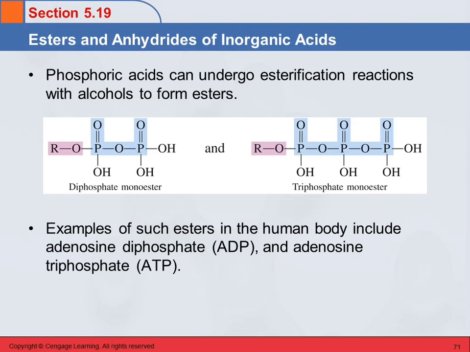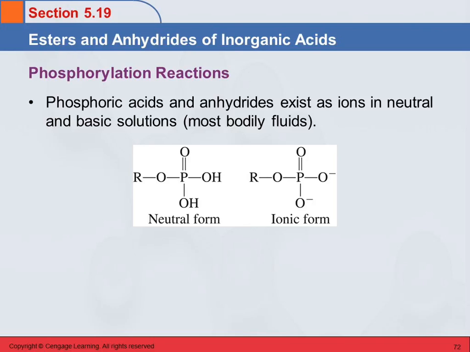A phosphorylation reaction. Well, phosphoric acids and the anhydrides are going to exist as ions in solutions that are neutral or slightly basic, which includes most bodily fluids. So in your body, this phosphoester is going to be in an ionic form, not in the neutral form. And so that's why you're going to see these written this way.